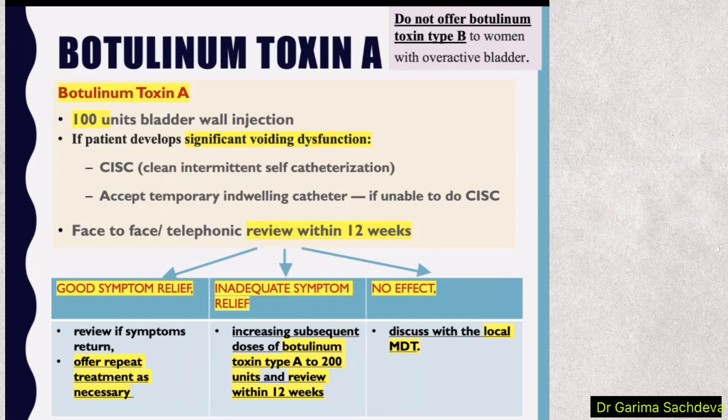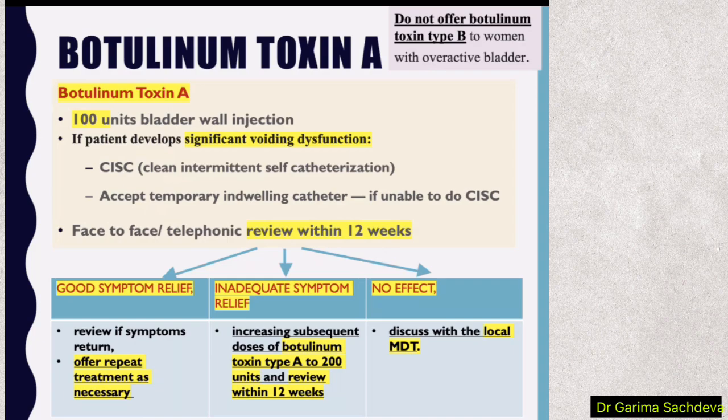So the initial treatment is you give 100 units bladder wall injection. In case the patient develops significant voiding dysfunction, then you teach them clean intermittent self catheterization. If the patient doesn't want to do that, then you can put a temporary indwelling catheter. And then after botulinum toxin, when do you review them? You review them after 12 weeks, because it takes that much time for it to act.